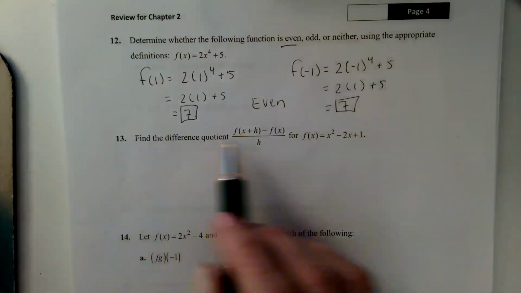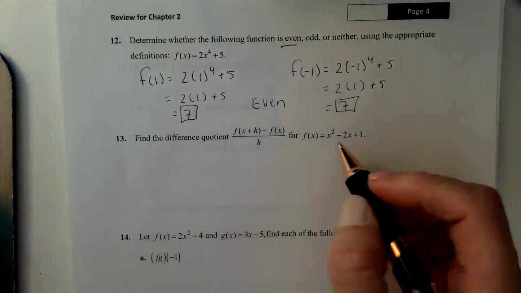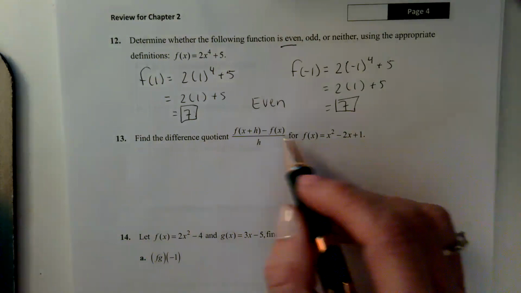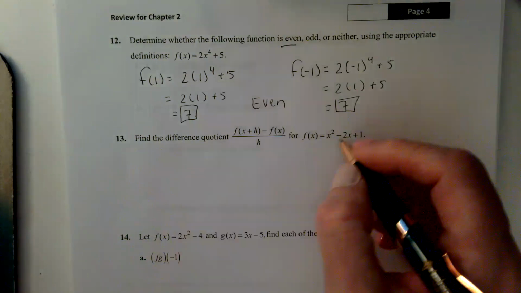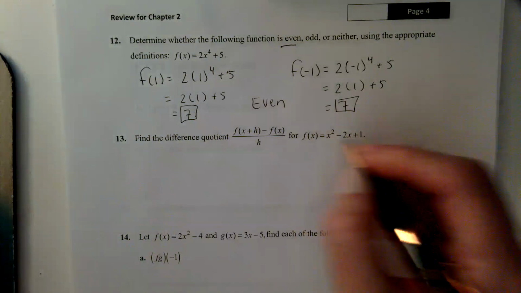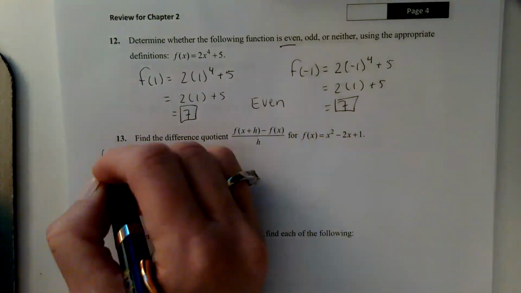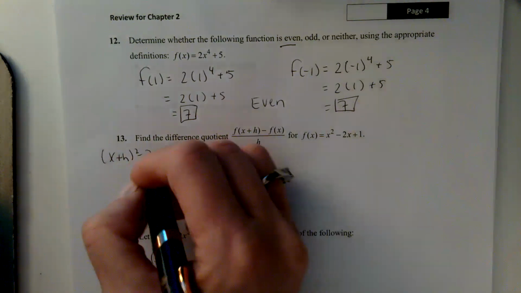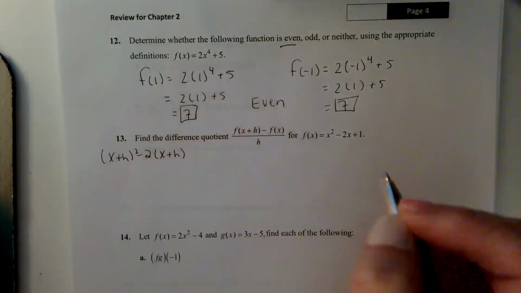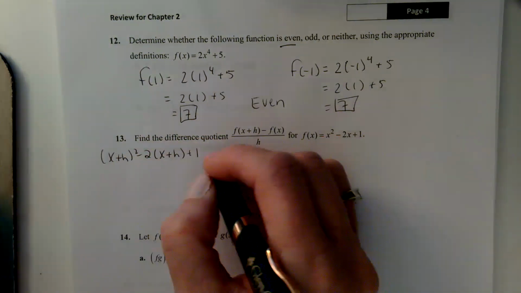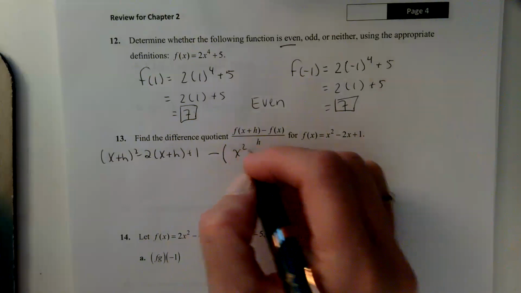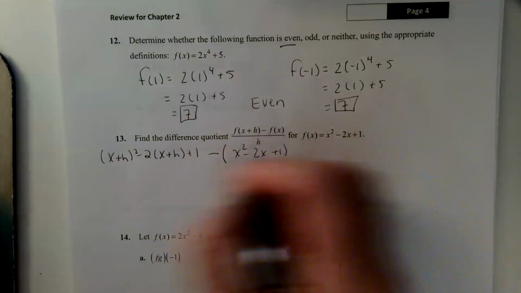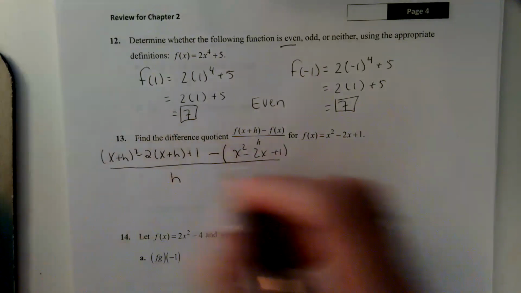Number 13 says, find the difference quotient for this function here, which means I'm putting in x plus h for x, then I'm subtracting f of x all over h. So that means for x squared, I've got x plus h squared, and then minus 2 times x plus h plus 1, all subtracting the function x squared minus 2x plus 1 all over h.